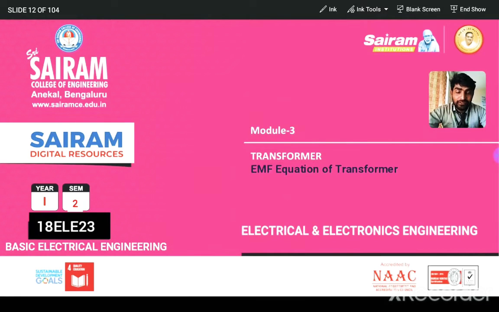You can find nearby your surroundings a core type transformer which converts 11 kilovolts into 415 or 230 volts single phase power supply. So that is the main application of a transformer, right? So we'll now derive the EMF equation of a transformer.